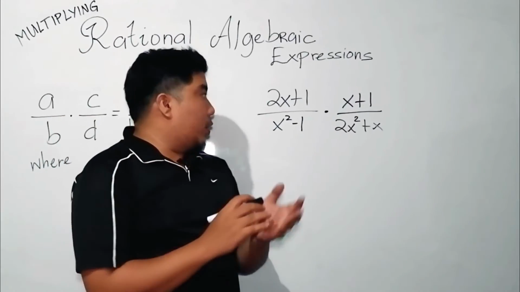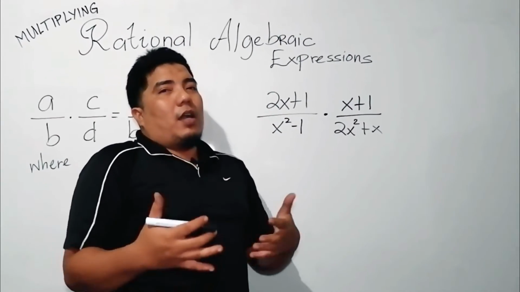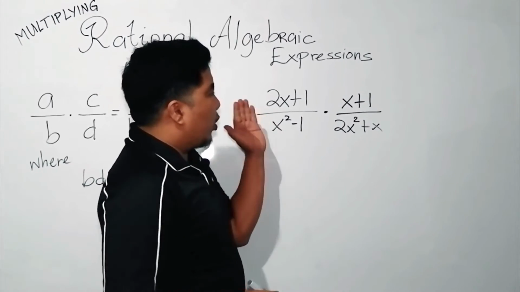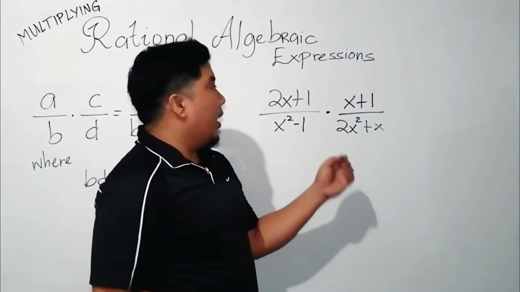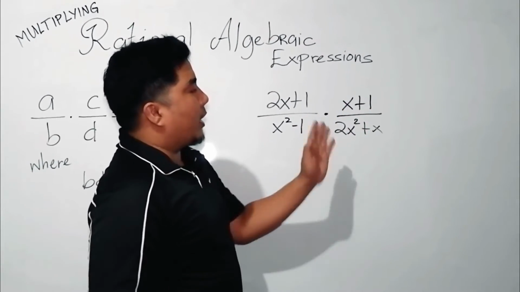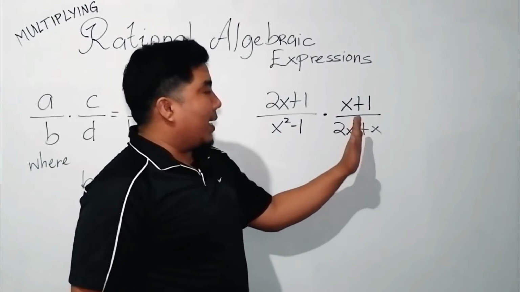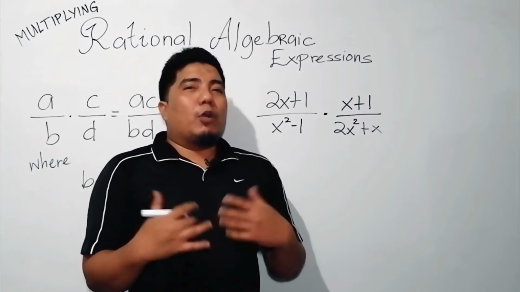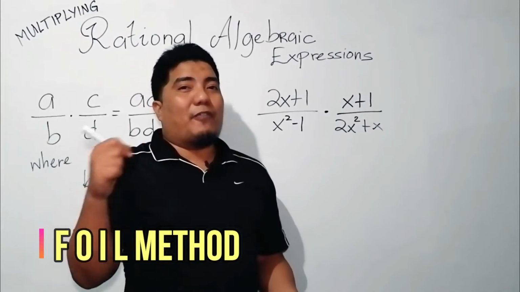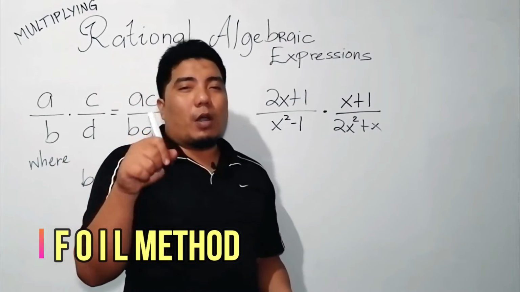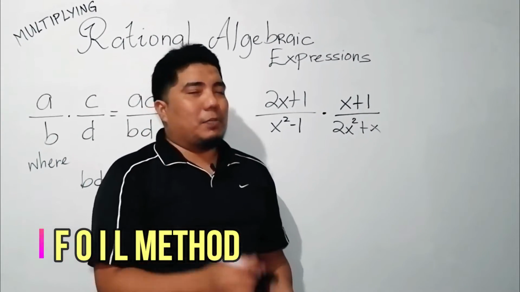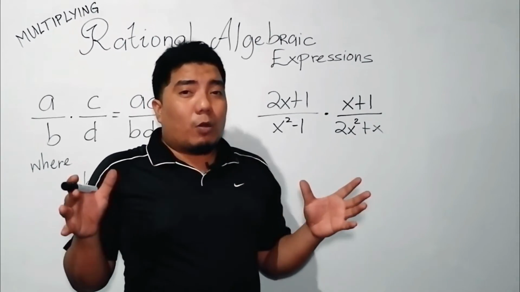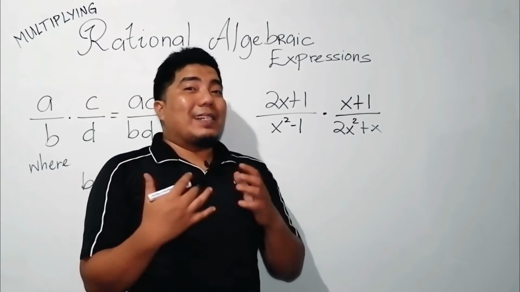Okay, math learners, we are here to another example in which this is quite challenging. Why? Because we are now talking about binomials. So, we have here 2x plus 1 over x squared minus 1, multiplied to the fraction x plus 1 over 2x squared plus x. Okay. Now, how do we multiply this one? In multiplying, we use the FOIL method, meaning the first terms, the outer terms, the inner terms, and the last terms.